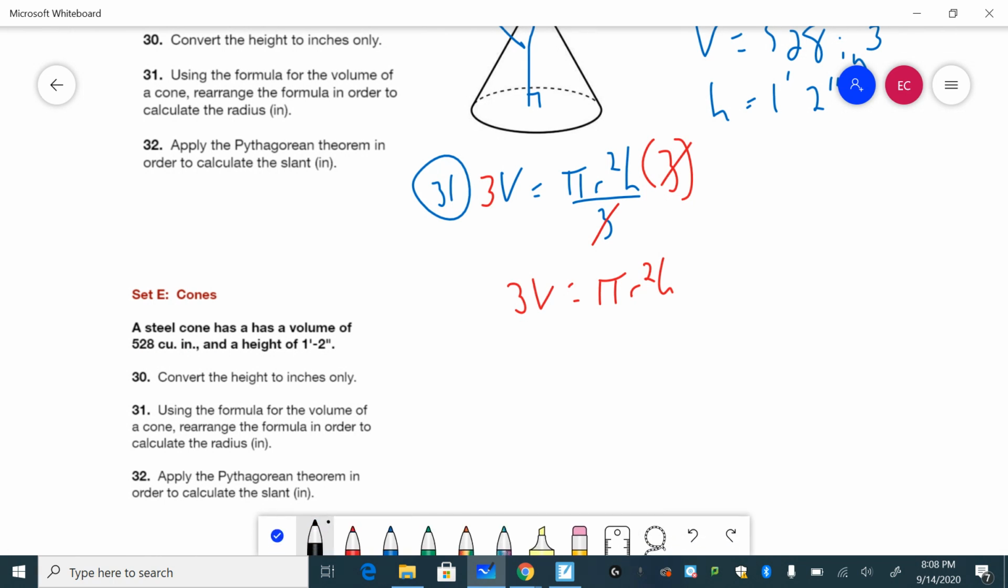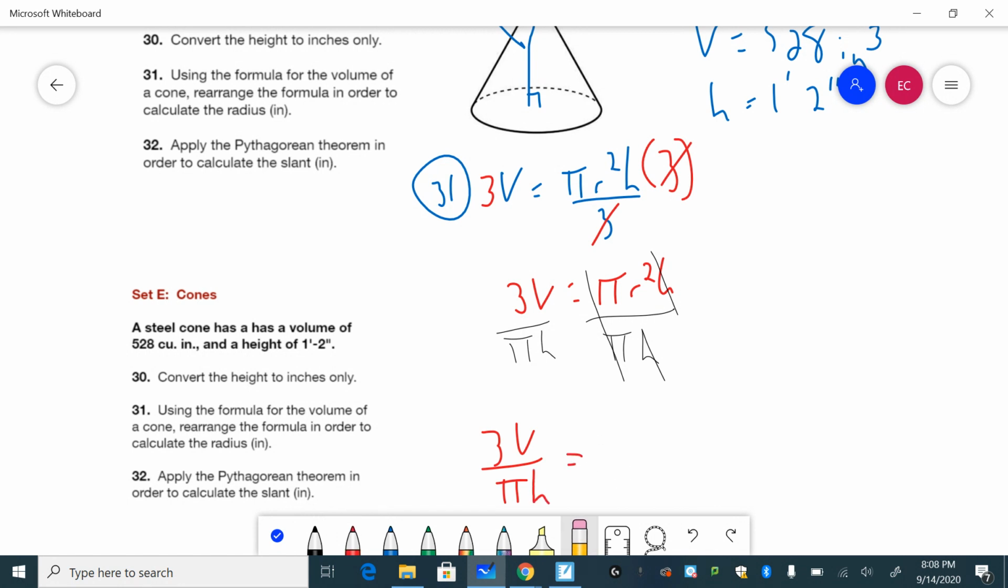So the opposite of multiplying is dividing. So you're going to divide both sides by pi h. That way the pi's can cross off and the h's can cross off. So what are you left with? You've got 3v over pi h equals r squared.